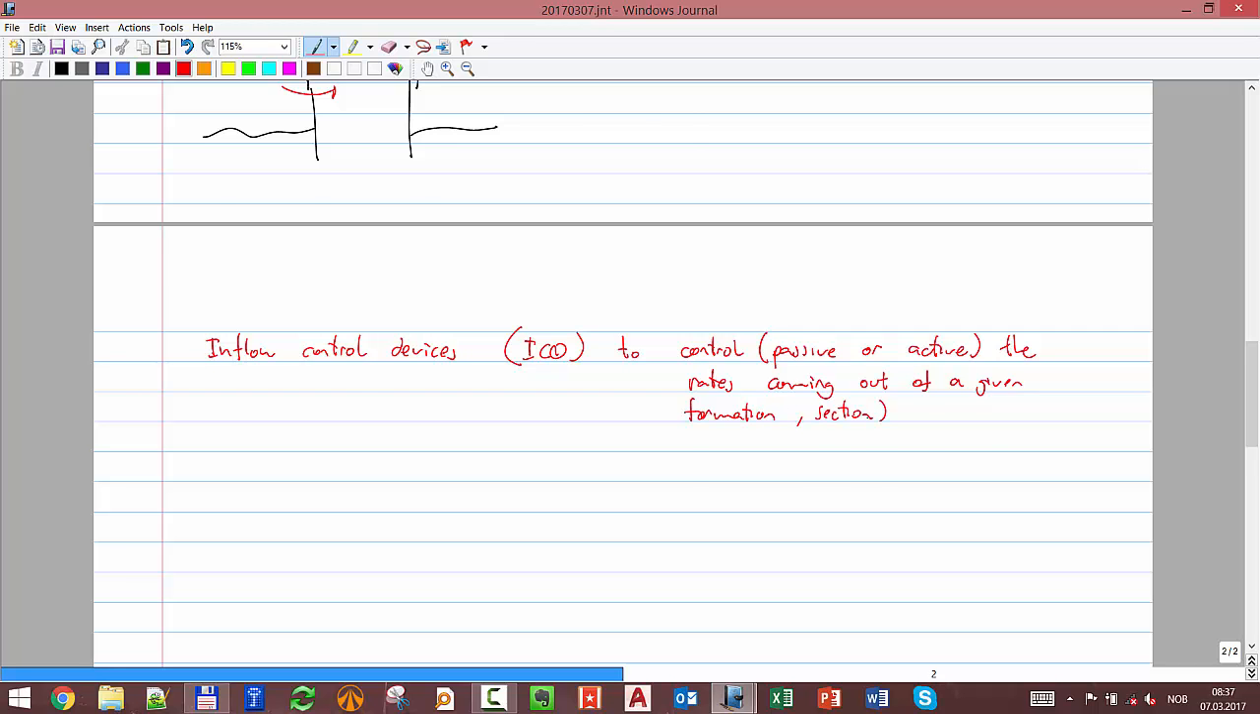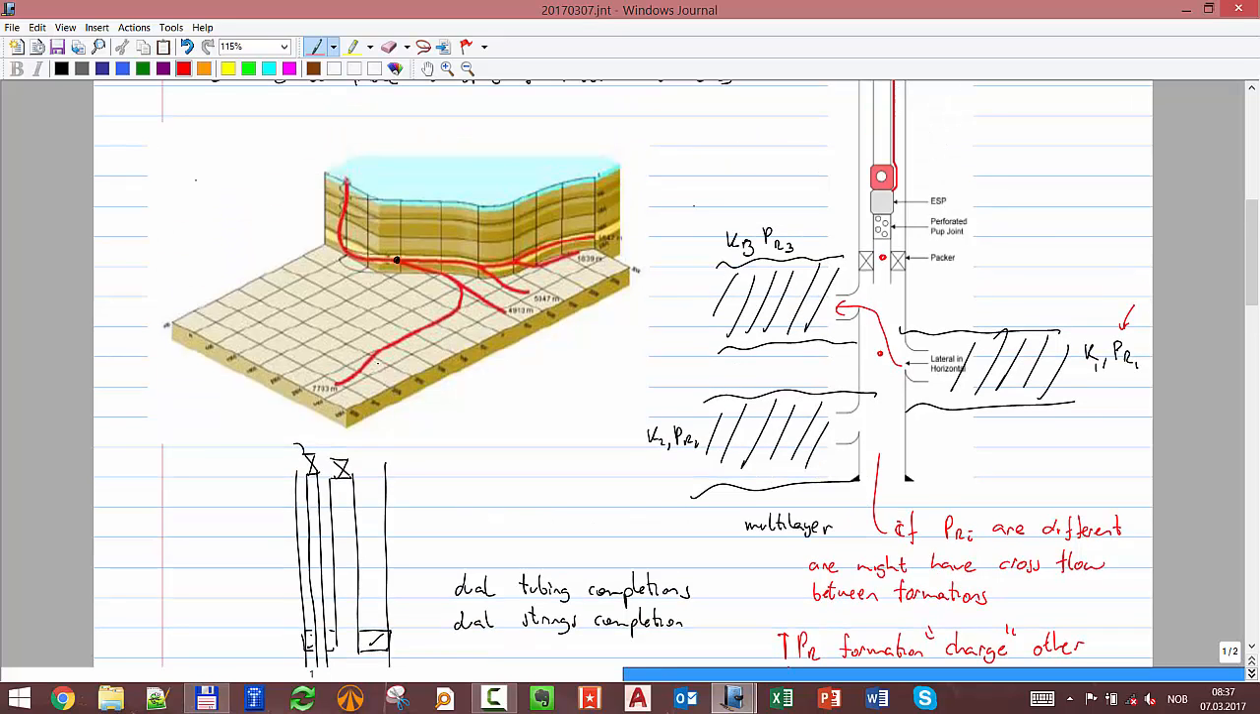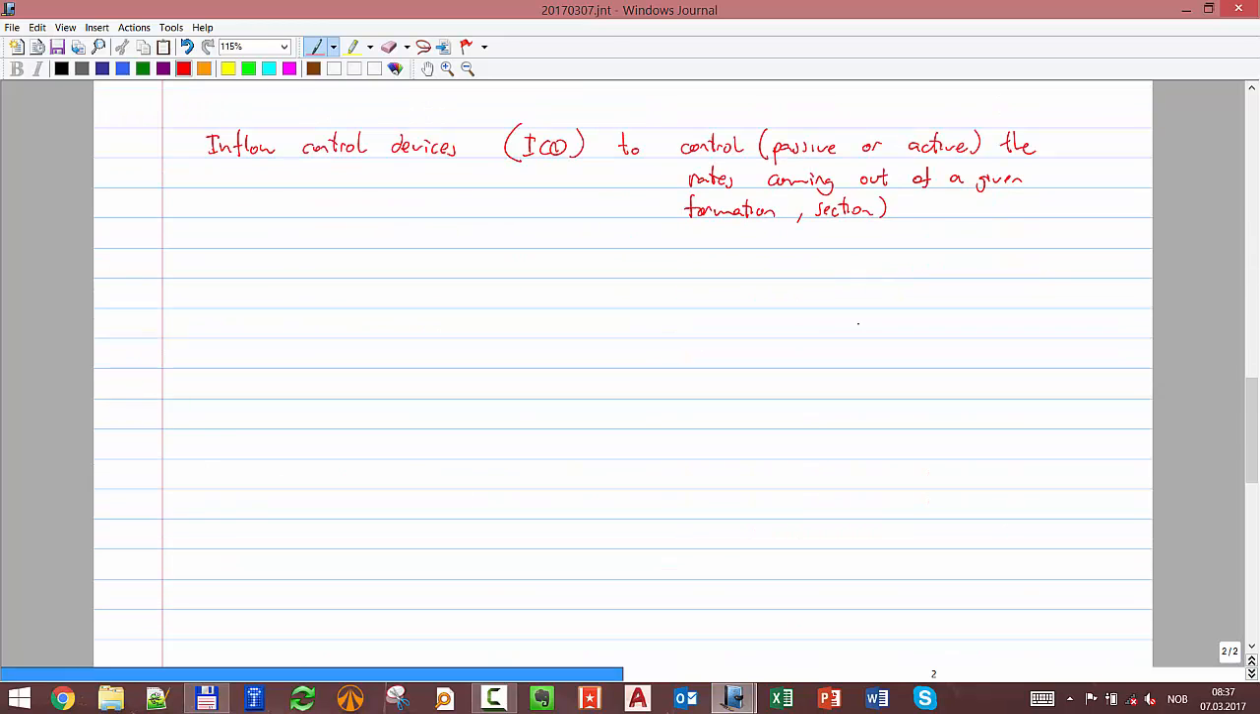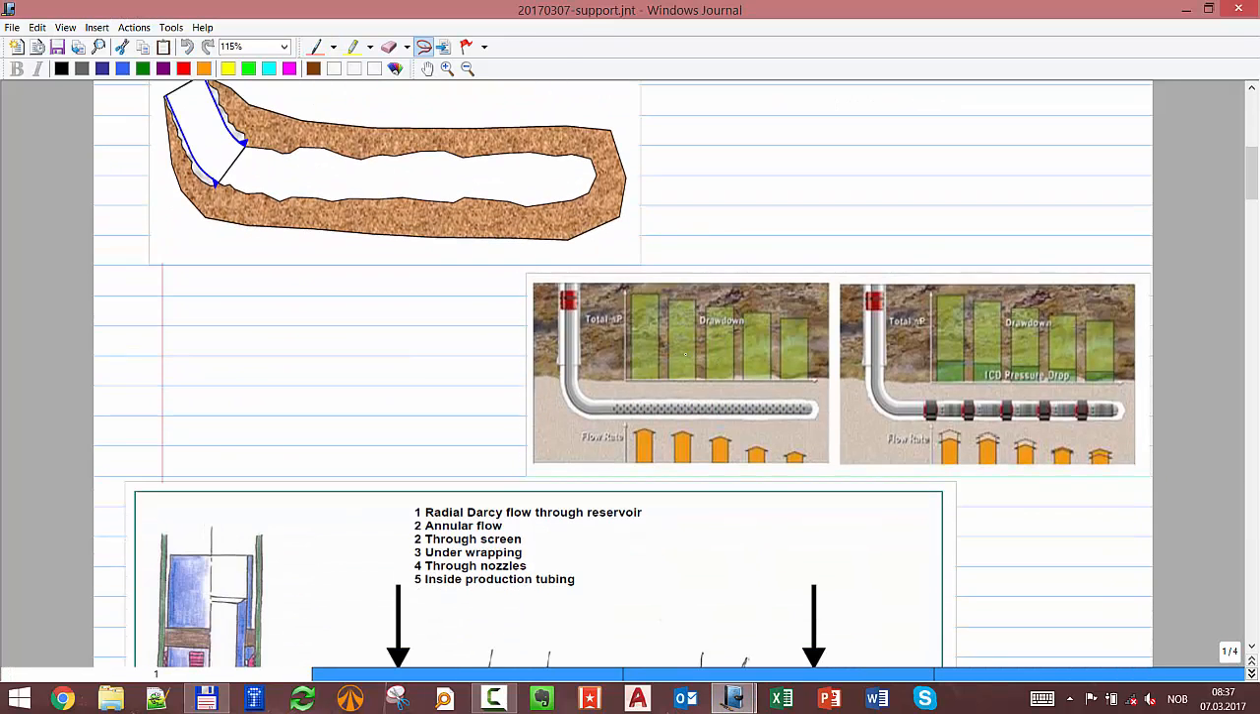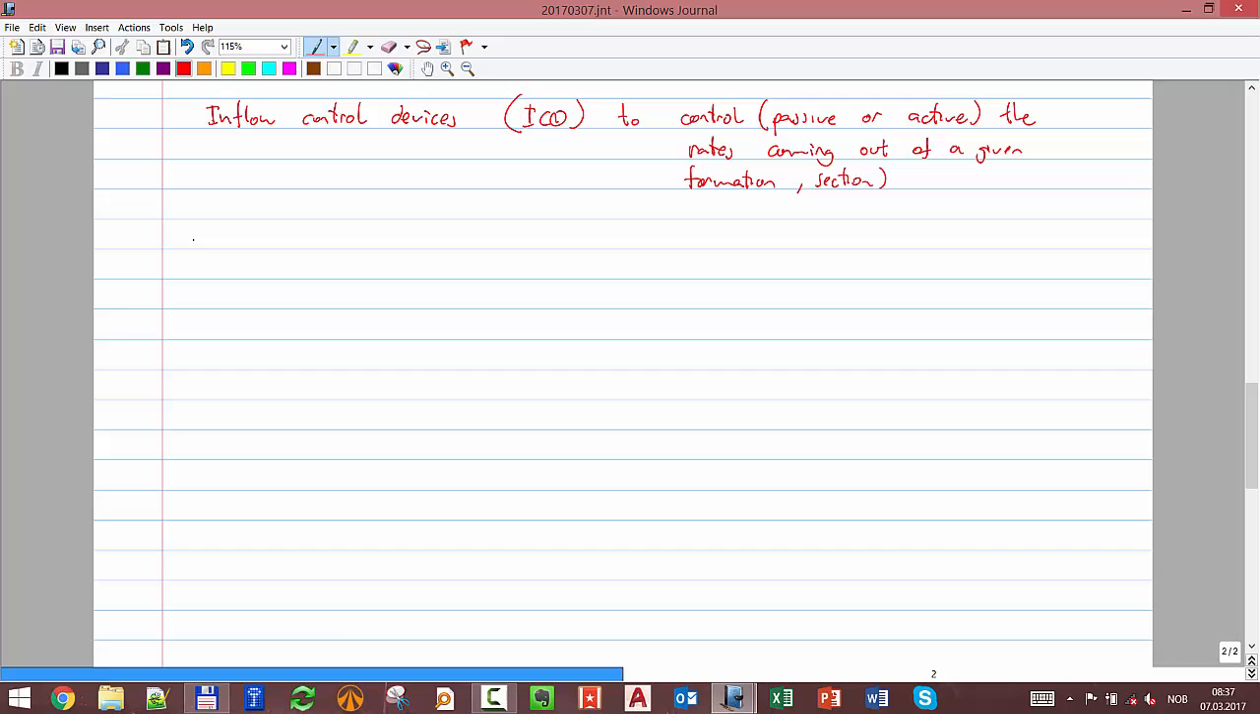Okay, in the case here, all of them are producing from the same formation, but they are different sections in the reservoir. Okay, they are different parts of the reservoir. Yeah, in this case you have different formations. But one typical example that we use inflow control devices for are coning wells. Okay, for example, coning horizontal wells.